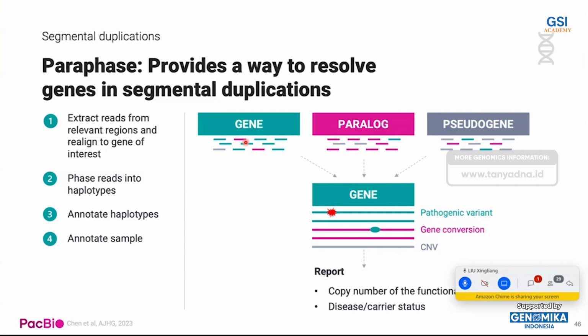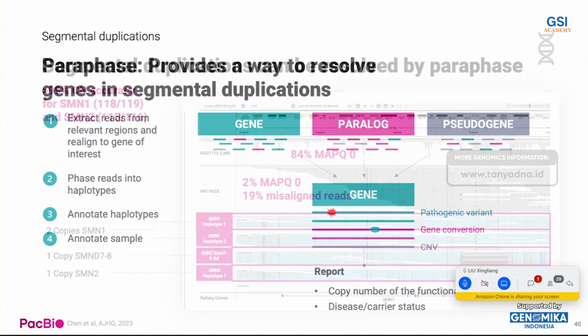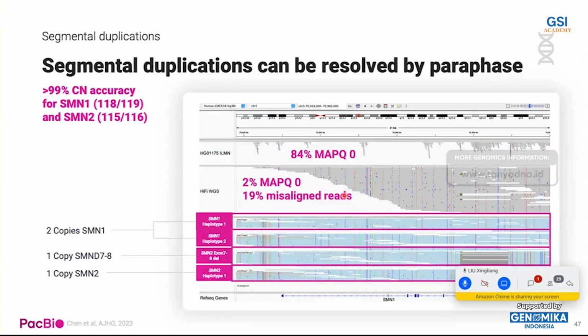Just utilizing those very rare variants between the genes and the paralogs, we could further decompose the reads into different alleles. Some of the alleles might derive from the gene itself, and some of the alleles are actually derived from the paralog genes or even the pseudogenes. So then after that, we could come up with allele-specific profiles of those challenging genes, the paralog genes falling into the segmental duplication regions.